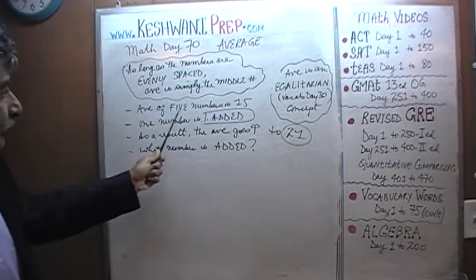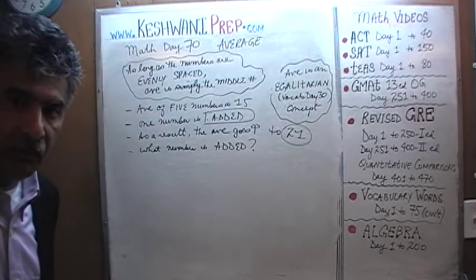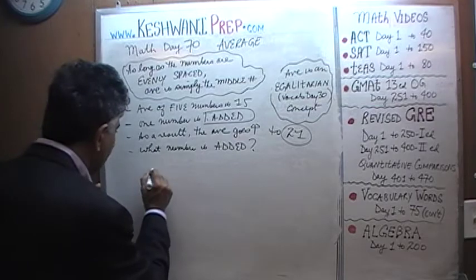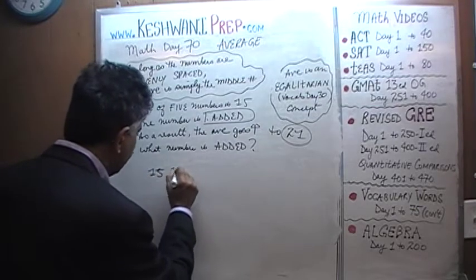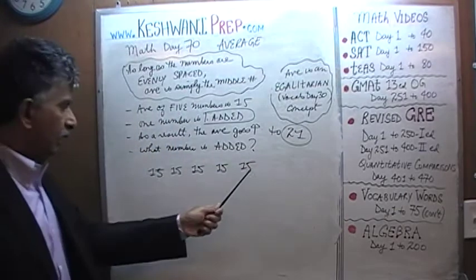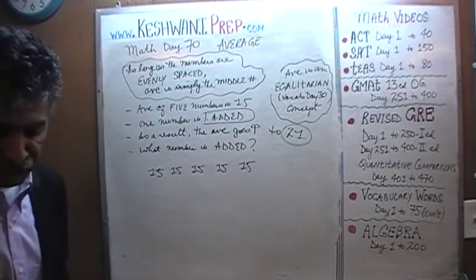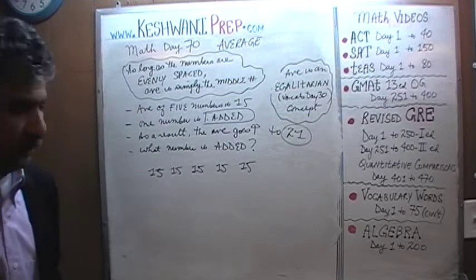So we have 5 numbers with the average of 15. Nothing better than to simply make all of them 15. 1, 2, 3, 4, and 5. There we go. The average of these five numbers is 15. Now we're going to add one more number, and then as a result, the average shoots up to 21.